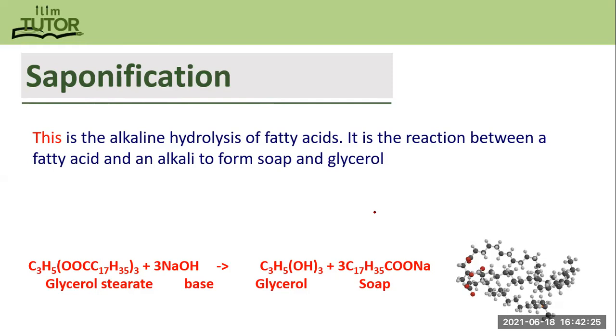So basically, I could have it as a form of general equation where I'm having R, COO, R, I have another COO, R, I have another COO, R. Okay, I could have other R added here too.